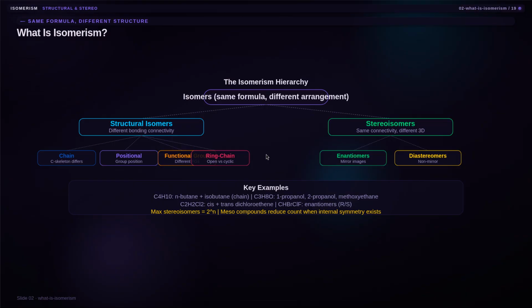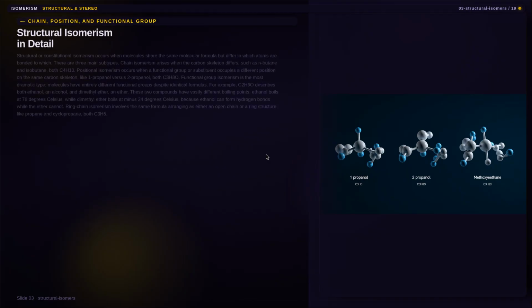Structural isomerism includes chain isomerism, positional isomerism, functional group isomerism, ring chain isomerism, and tautomerism. Stereoisomerism includes enantiomers, which are non-superimposable mirror images, and diastereomers, which are non-mirror image stereoisomers. Understanding isomerism is critical in fields ranging from drug design to materials science, because isomers can have dramatically different biological activity, boiling points, melting points, and reactivity.